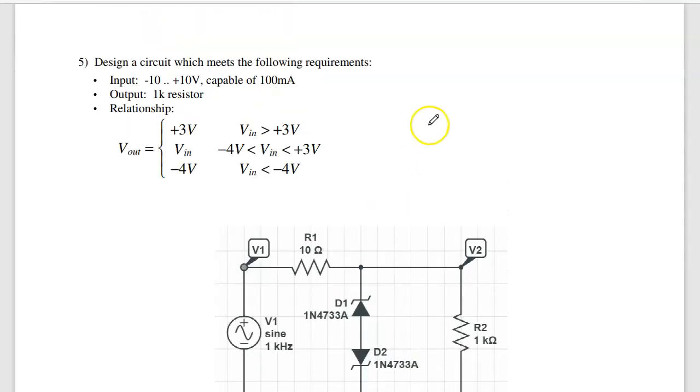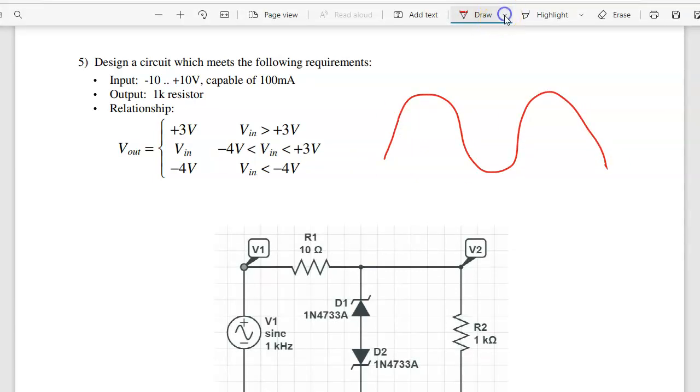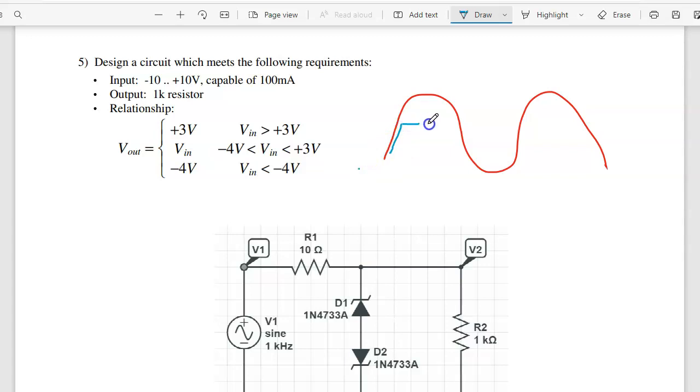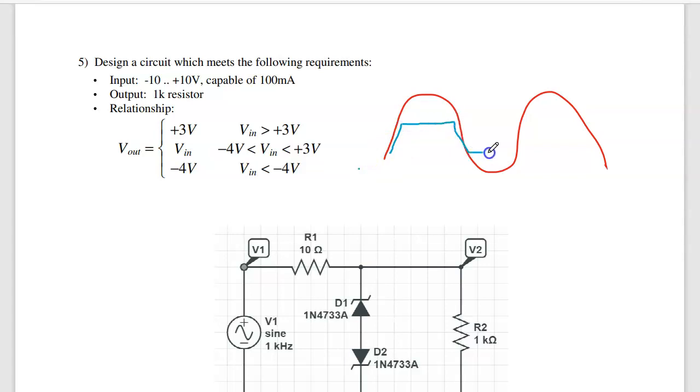Problem 5 is design a clipper circuit. And what happens is if this is my input, I want the output, let's do that in blue, to be clipped at 3 volts. So if I go up above 3, I clip, and it clips at minus 4 volts. So I want this to be the output. Clips at plus 3 and minus 4.